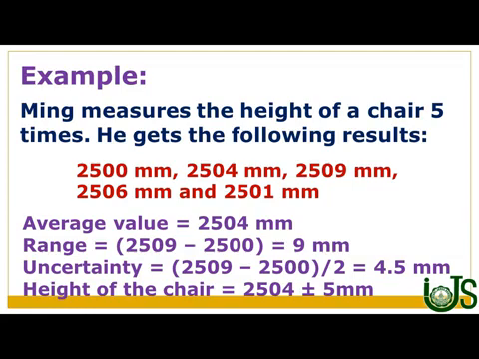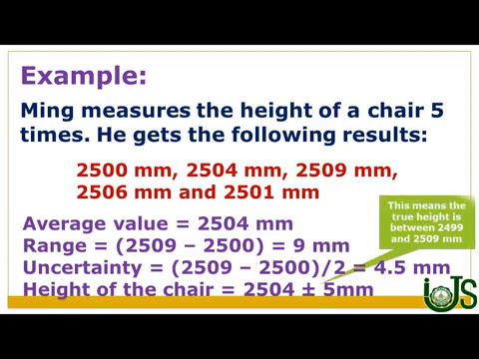So pag sinabing uncertainty na 5 millimeters, either ang kanyang height is 5 less than the measured value or 5 more than the measured value. So pwedeng sabihin natin na yung kanyang true height is in between 2,499 and 2,509 millimeters.